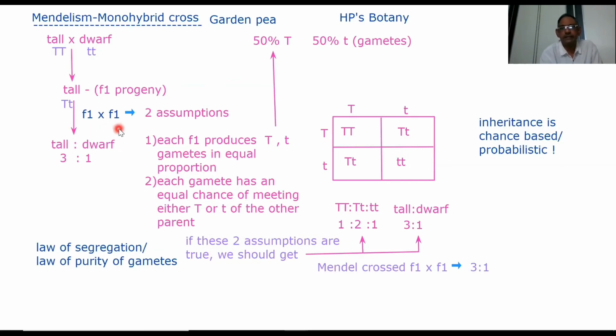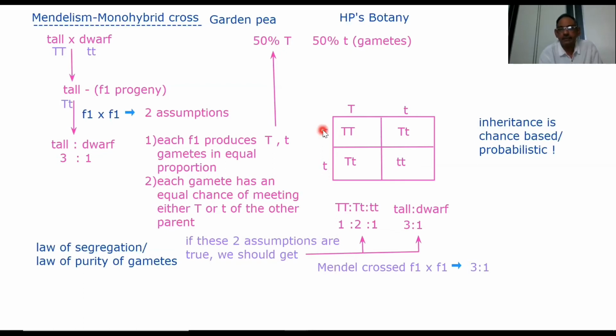Mendel did exactly the same. Even before conducting the F1 into F1 cross, he calculated mathematically, on the basis of these two assumptions, what the possible results could be. If each F1 parent produces gametes in equal proportions, say 50% capital T and 50% small t, this is the result. These are the gametes of one F1 parent. These two are the gametes of another F1 parent.